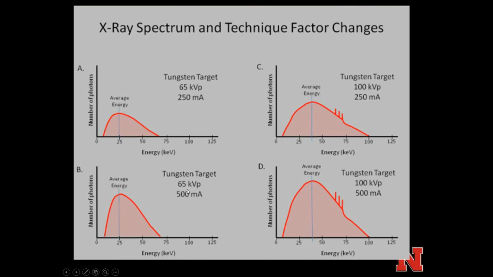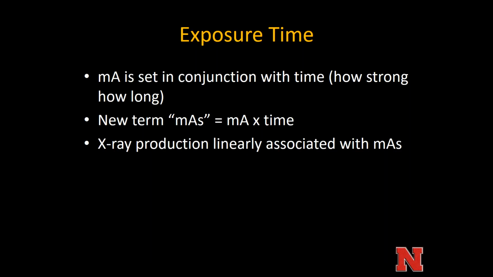So this makes for easy multiple choice question generation, showing these types of graphs. If you change both, like you double the mA and increase the kVp, you're going to make a lot more X-rays, and the average energy is going to go up. So this graph illustrates that.